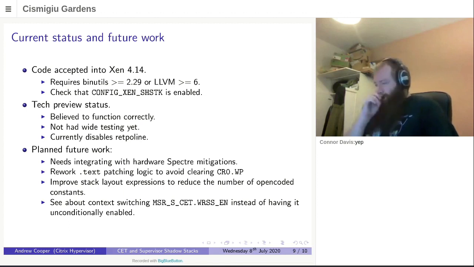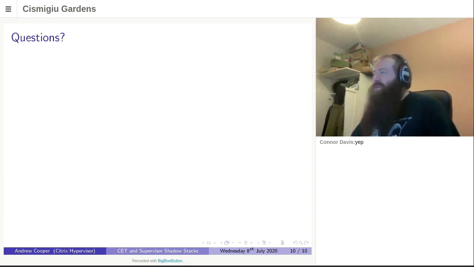Also, attempt to reduce the areas during which the write shadow stack instruction is usable. That will depend largely on performance testing. I have no idea how much of an impact it will have. But anyway, that's a few small plans for the future. But like I said, it's there in Xen 4.14 and generally usable.